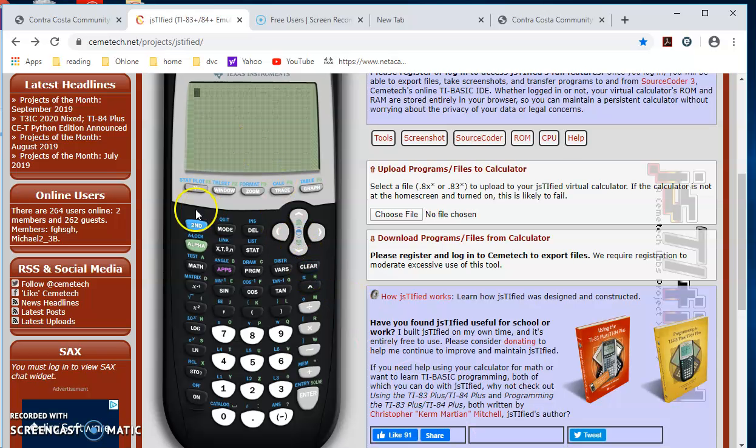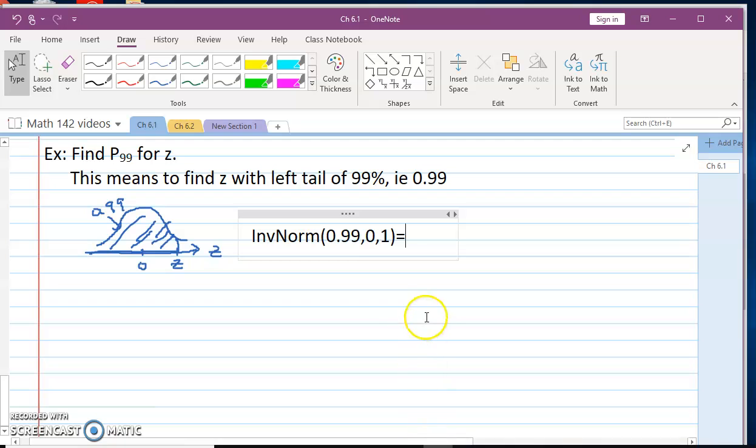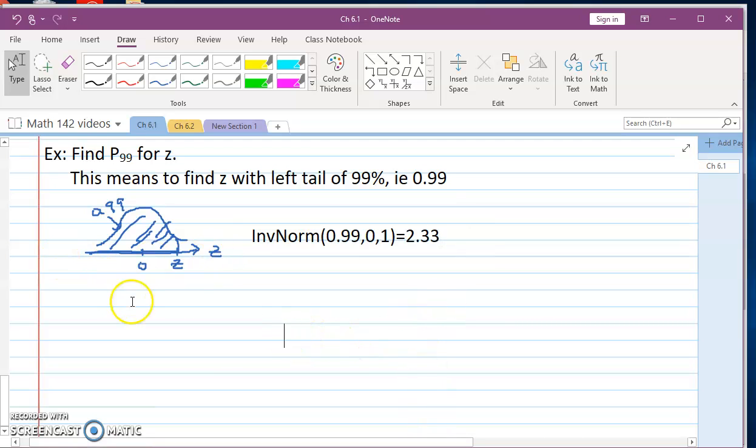So clear the screen. Second, inverse norm again. We don't need to do minus here: 0.99, 0, 1. And so this number, 2.33, is higher than 99% of all Z. 2.33. And that's the second part of 6.2, the second part of 6.1 for Math 142.